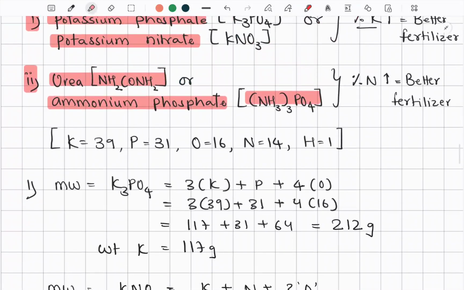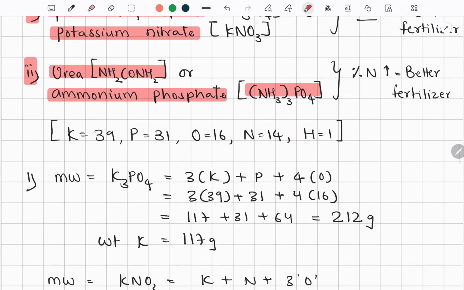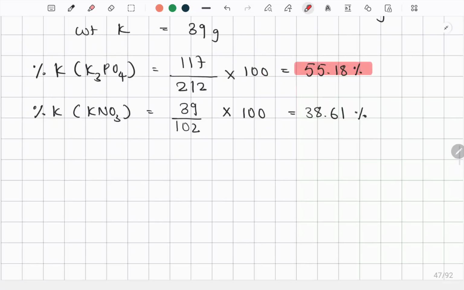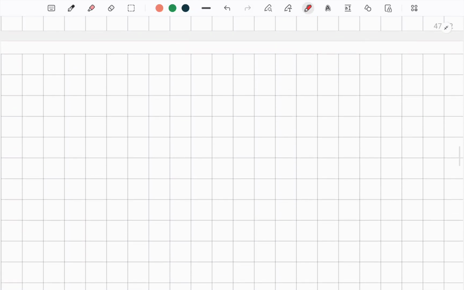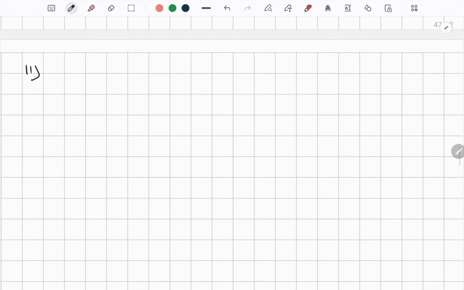Okay. Now let's come to the second question, where we have to compare urea and ammonium phosphate, and see which one has the higher percentage of nitrogen. That means which one is the better fertilizer. So as usual, we're going to first calculate the molecular weight of both, and calculate the total weight of the nitrogen present in both formulas, and then calculate the percentage of nitrogen. Okay, so let's calculate the first part, which is the molecular weight.